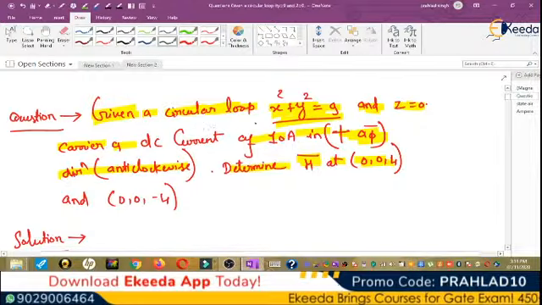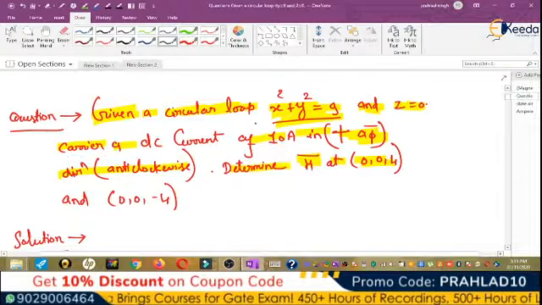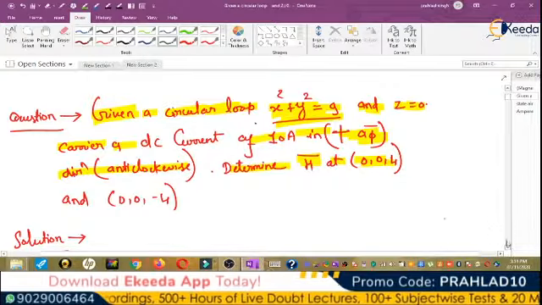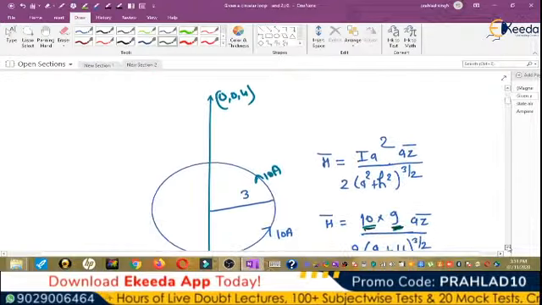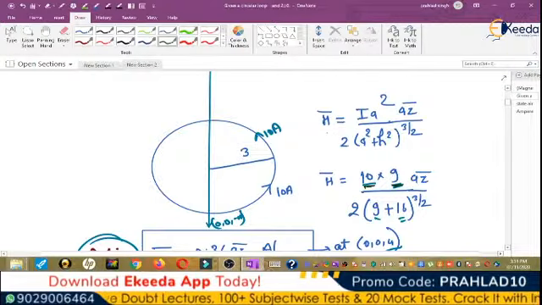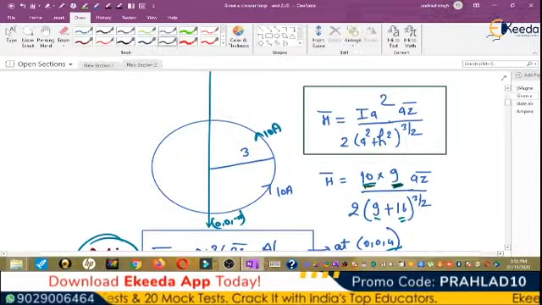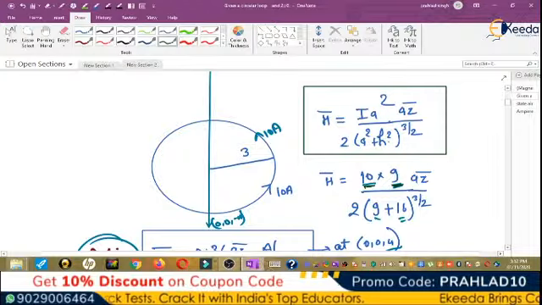Here the question is: given a circular loop x square plus y square is equal to 9 and z is equal to 0, carries a DC current of 10 ampere in plus phi direction. Determine H vector at (0, 0, 4) and (0, 0, minus 4). So we have to calculate H vector at (0, 0, 4) and (0, 0, minus 4), and the value of H vector is I a square a_z upon 2 (a square plus h square) to the power of 3 by 2.